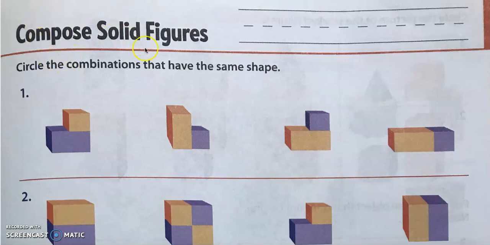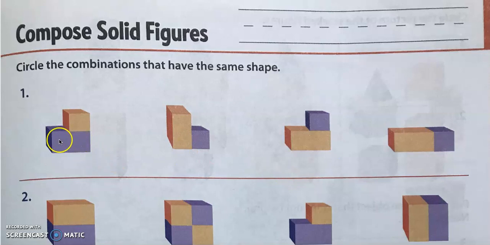Okay, so it just means we'll be putting the figures together to make another shape. Let's see. We'll have to circle the combinations that have the same shape. Okay, number one, take a look. Each shape has more than one shape put together to make another shape.